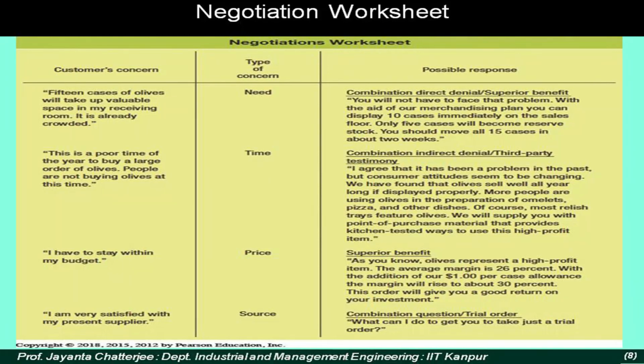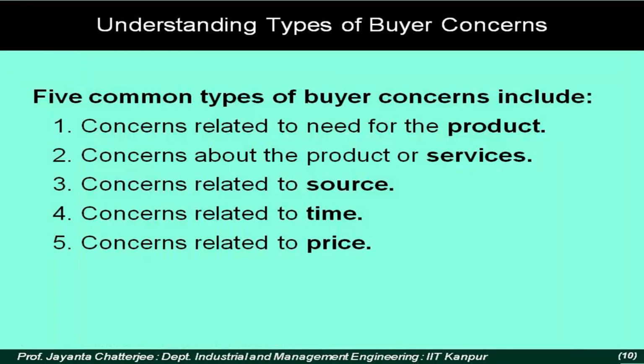But what is important is to understand how to develop these columns: what are the possible customer concerns, not the routine ones necessarily, but more crucial ones, and then the type of concern, which can normally be classified with respect to need, time, price, and source. And then based on that, you develop your possible responses. This worksheet development is a good preparatory process before the actual negotiation starts.